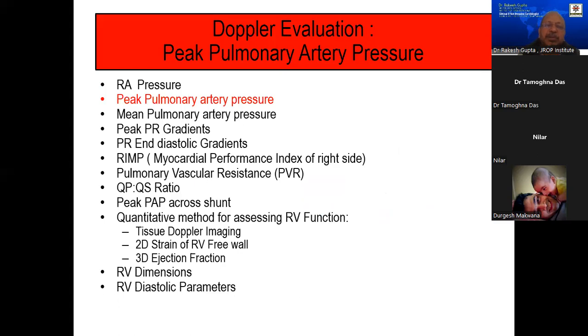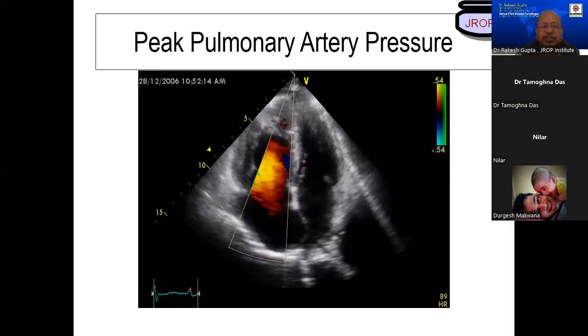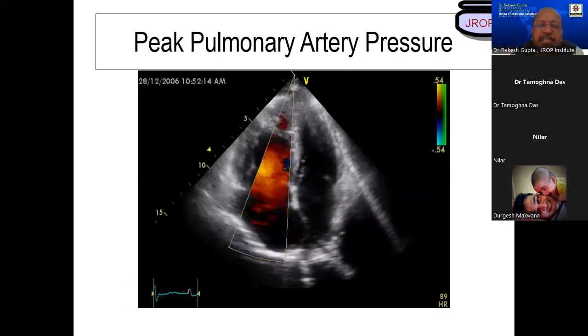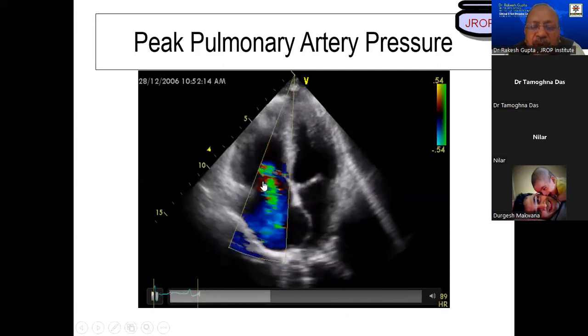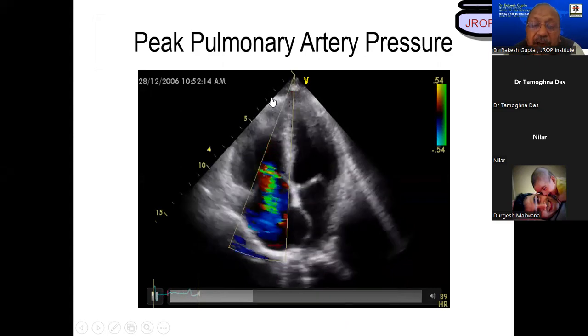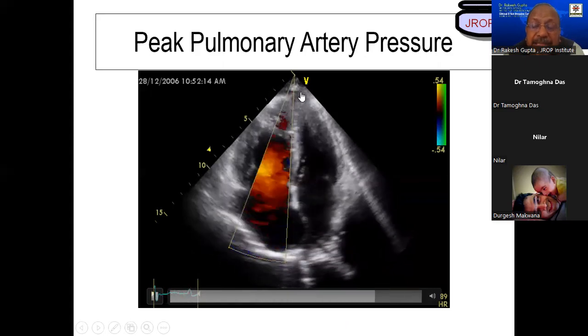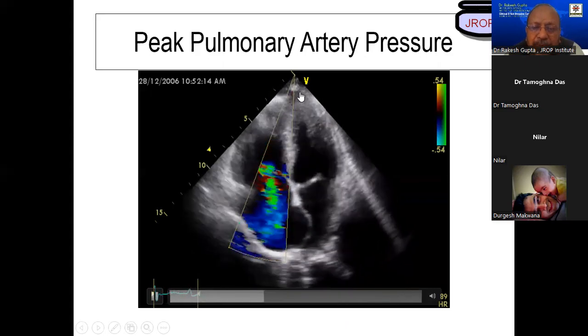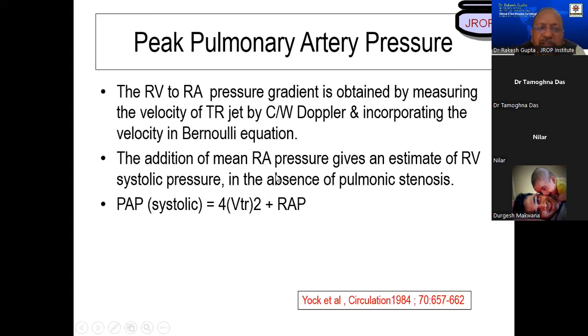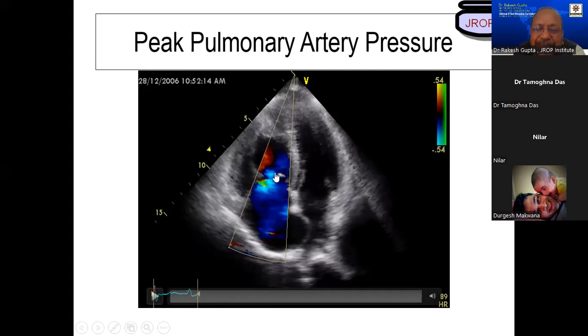Let's move on to peak pulmonary artery pressures. Here is a slide for peak pulmonary artery pressure. This is not a focused RV-RA view. What is a focused RV-RA view? Where the RV apex is in this sector over here. But despite this non-focused RV-RA view, we look at the TR jet gradients.